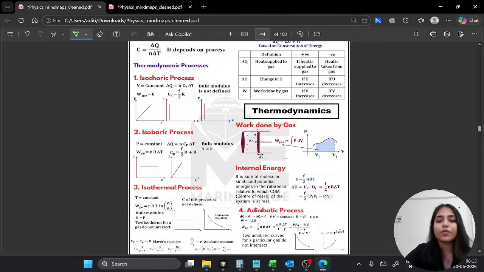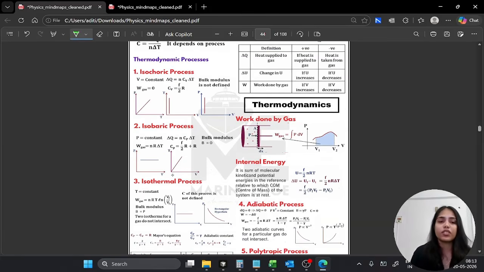Now, let's go back to these processes. If the volume remains constant, the work done is zero in that process. So whatever heat you supply to the system gets converted; all of the heat is changed to internal energy. And the formula to calculate it is n Cv delta T.